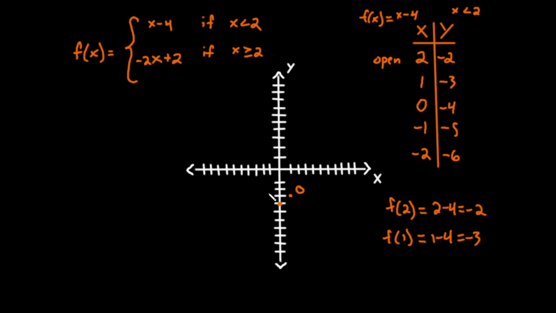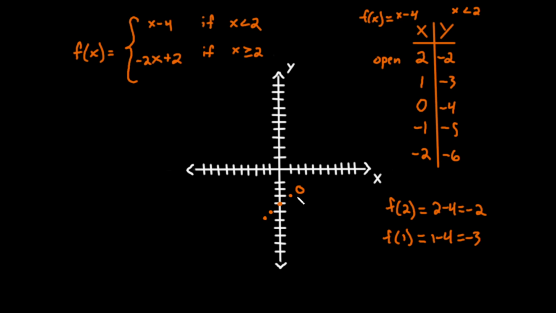-1, comma, -5 would be like right here. And you can see where this is going. The more points that you have, the more precise your graph, right? So -2, comma, -6 will be like right here or something. So you can see the dots are going in this direction to -infinity for your x, right? It's going to the left.